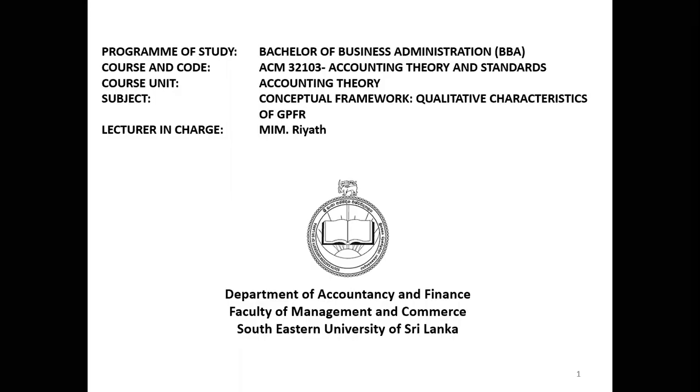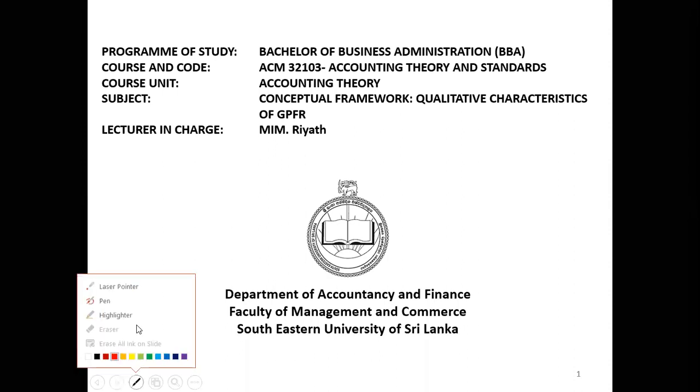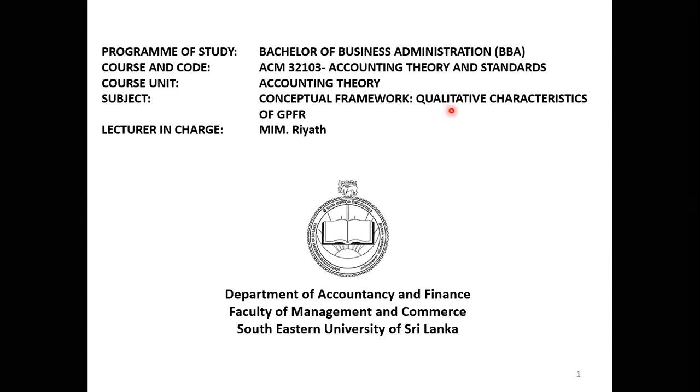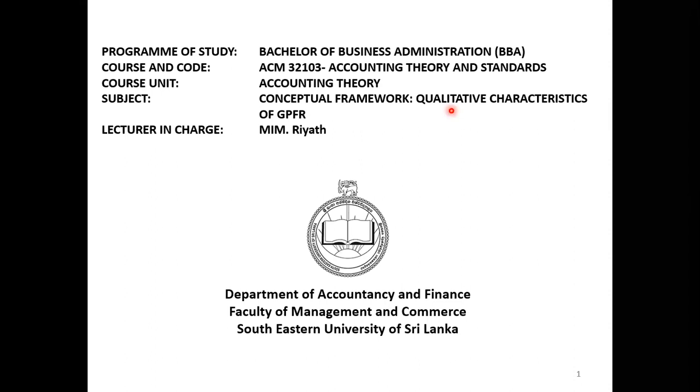Guys, in this presentation, we are going to discuss again the conceptual framework. In this session, we discuss the qualitative characteristics of general purpose financial reporting. In the previous session, we talked about the conceptual framework and the introduction to general purpose financial reporting. And now we are going to discuss the qualitative characteristics of general purpose financial reporting.